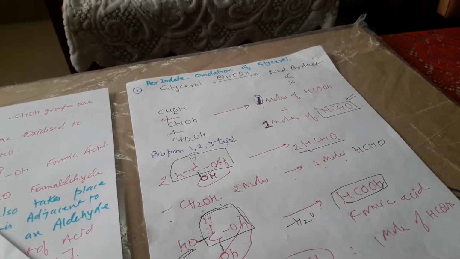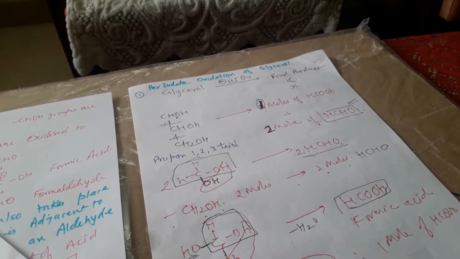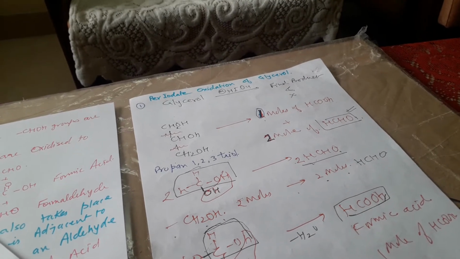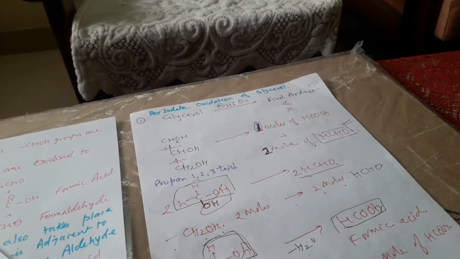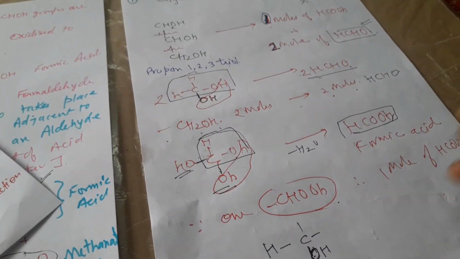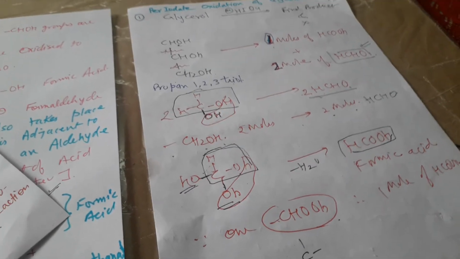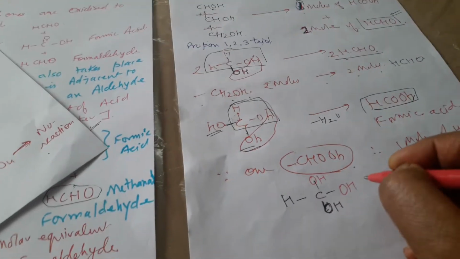HC double bond O, just HCO, HCOH. This is OH, so a CHOH group is there. So these two are alone. So what you have to do is put an extra OH here by yourself, OH and OH.